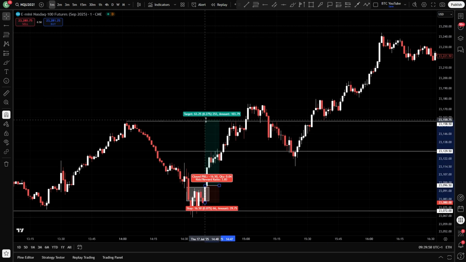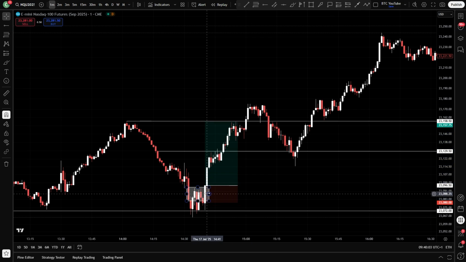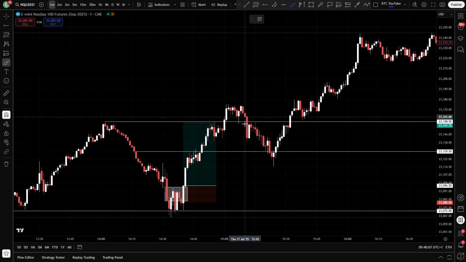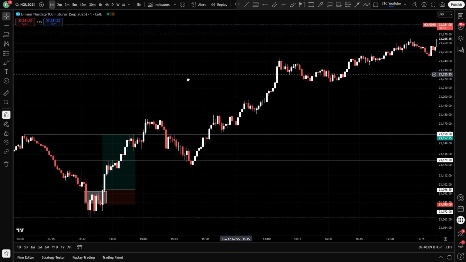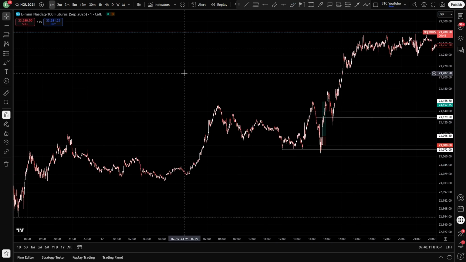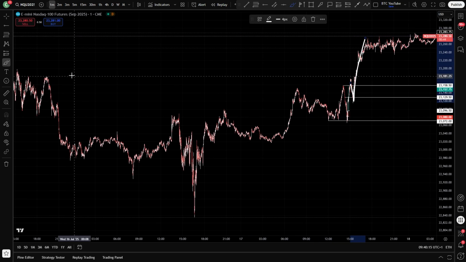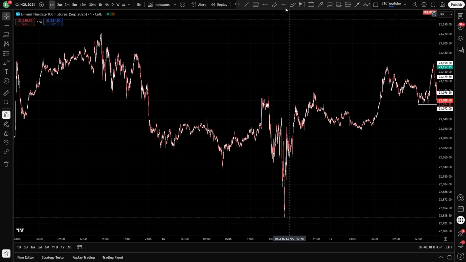Worked out pretty much for a 3R or at least a 2.5R, I would say. You take half off here, and then half off here. Overall, a really, really good trade. We did have a bit of a retrace and then a big continuation. Obviously, we're at all-time highs. As you can see, there was a retrace here followed by targeting that all-time high level, which was up here.